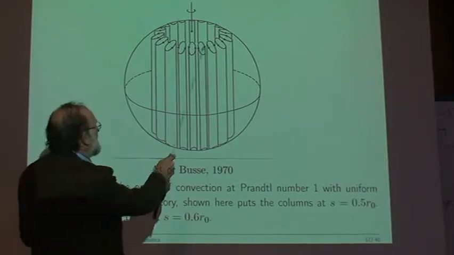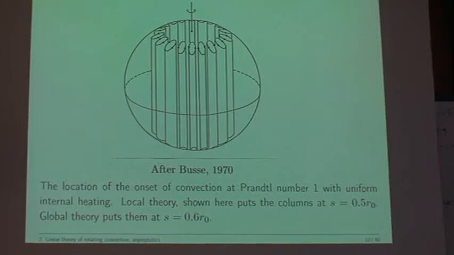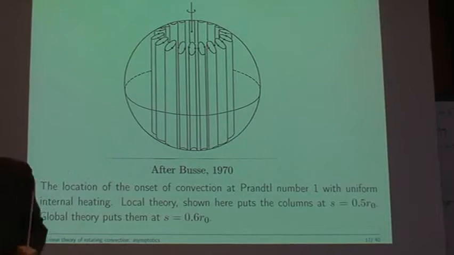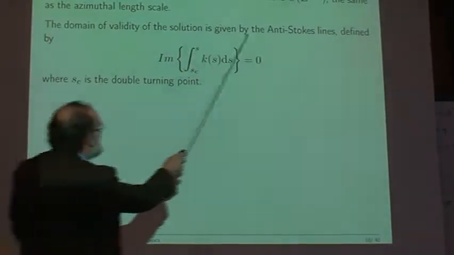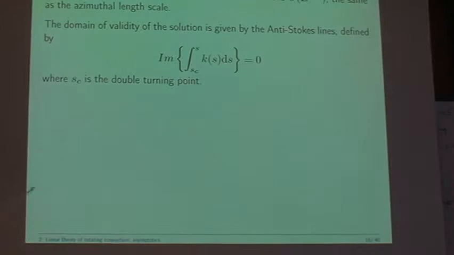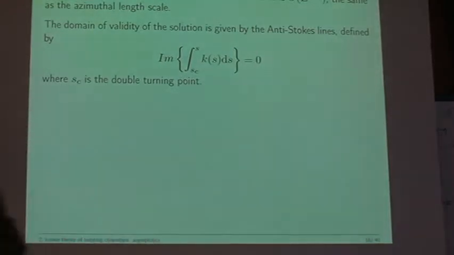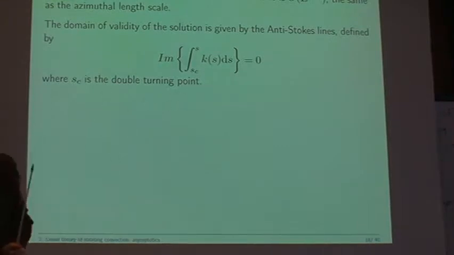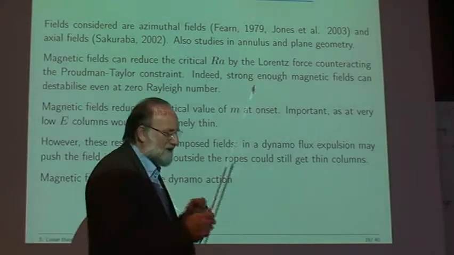So that famous picture is not quite right, but nobody ever bothered to draw it again because you wouldn't be able to tell the difference between numbers of 0.5 and 0.6. That's that. Okay, and the final little twist in the tale is about when all this is valid, and you have to have something like Stokes lines. Those who are interested in WKB methods will know about these things. Those of you who don't can look them up. Okay, so that's the theory of the onset of convection.